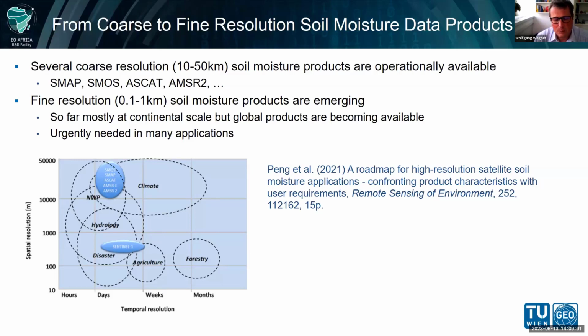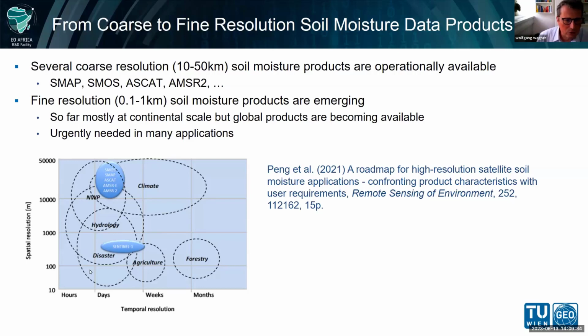But of course, it's a very important requirement. And there was, like in 2001, a paper by Peng et al. that laid down a roadmap for high-resolution satellite soil moisture applications. And they highlighted those applications that would particularly benefit from a higher spatial resolution, like, for example, hydrology or agriculture or forestry, that would benefit significantly if you can give them data at this spatial scale.